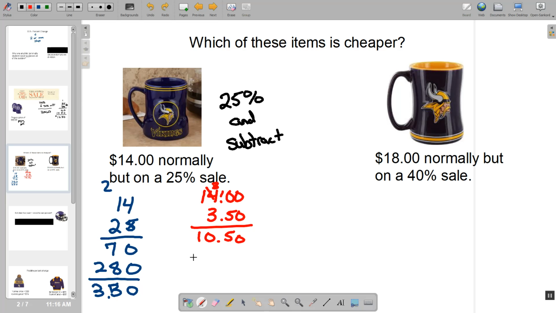And I end up getting $10.50 for the mug on the left. So let's see if the mug on the right is cheaper. Now I wanted to do a different strategy here.